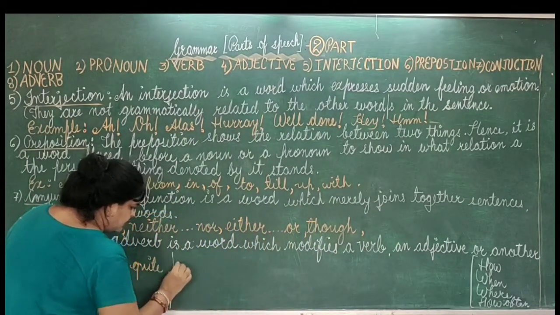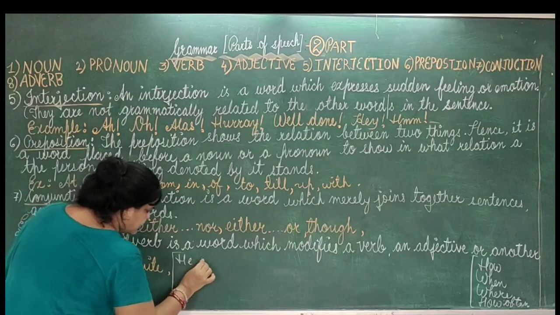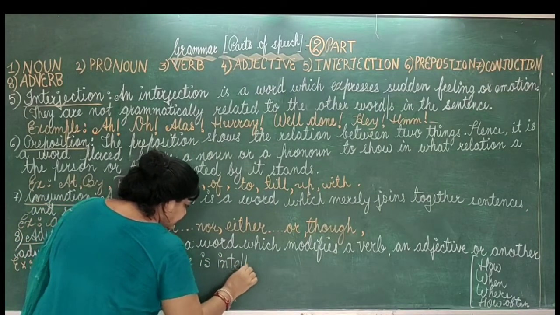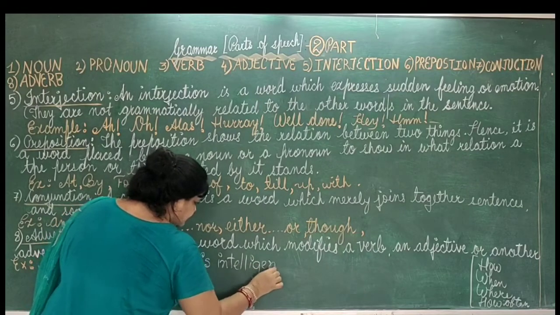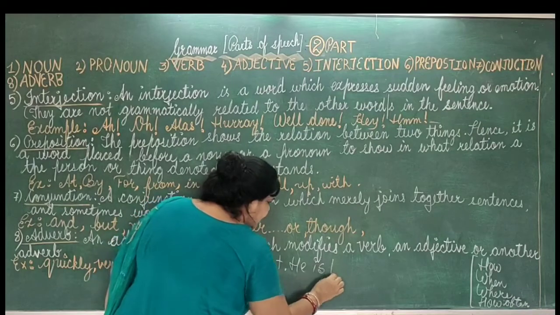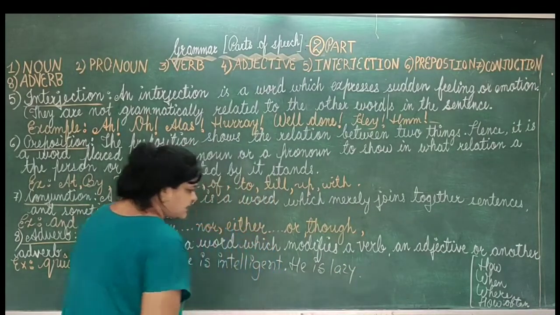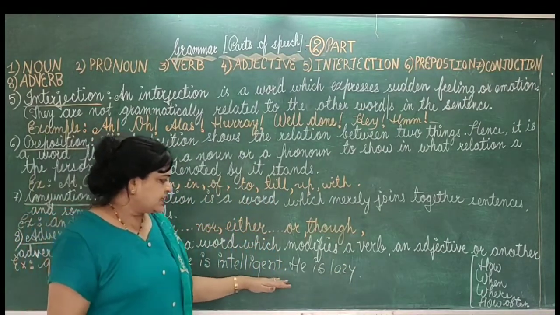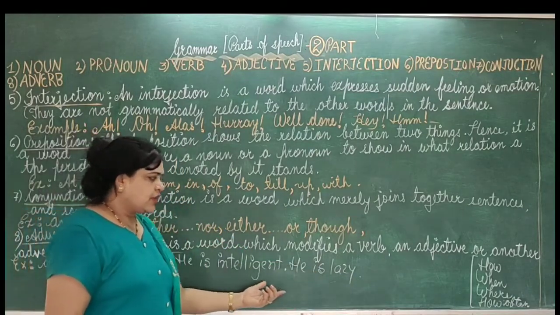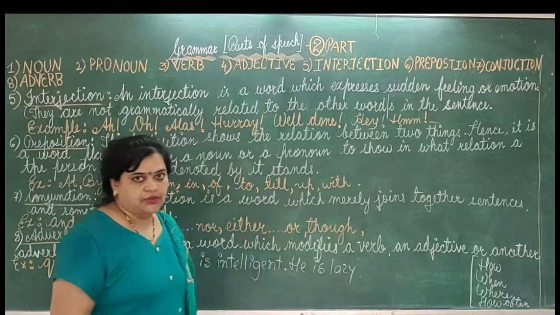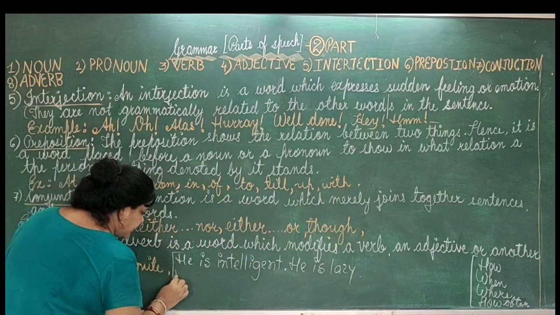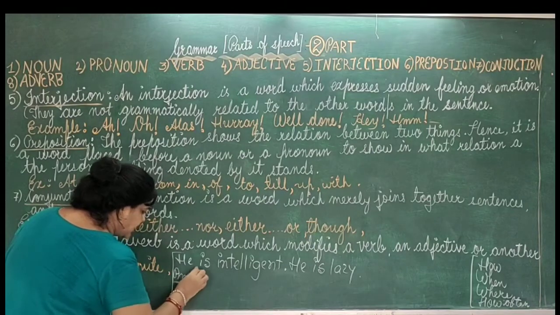For giving some examples. He is intelligent. He is lazy. So how to join? He is intelligent and he is lazy. This is a positive quality and this is a negative quality. So for the most powerful effect, we will use the answer here.